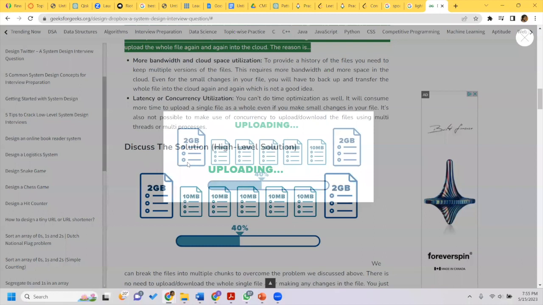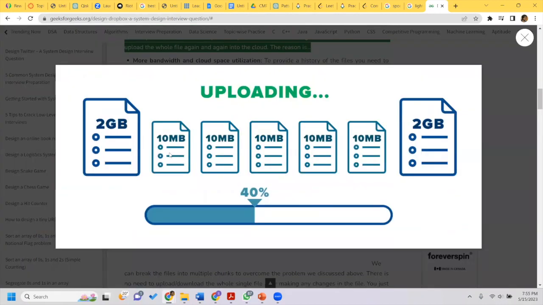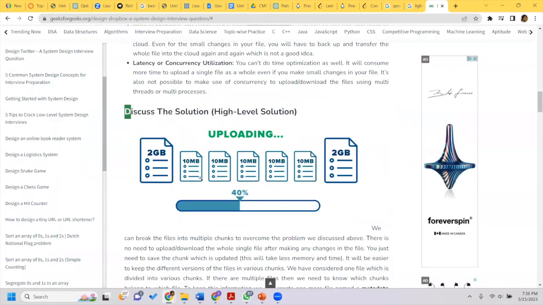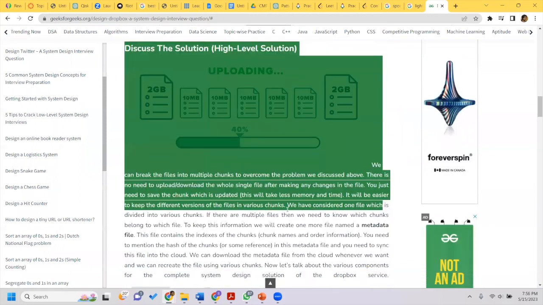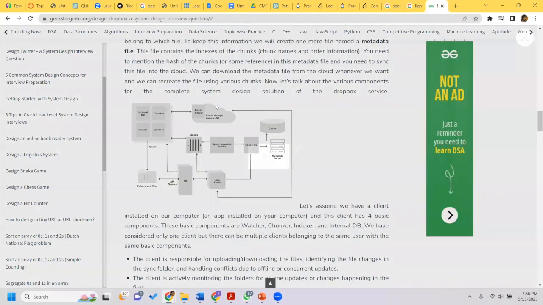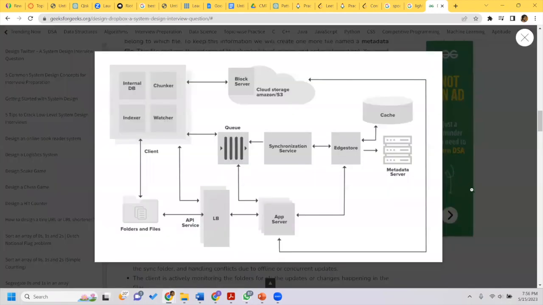So this is one way to tackle this type of editing a file, not to upload and edit and then re-upload the entire file again. If the file is being stored in multiple subparts, then we can edit the subpart such that only this part will be uploaded again rather than the complete 2 GB file. So this is one of the main important things that is needed for designing a Dropbox kind of application. And this is the architecture to design this kind of thing.